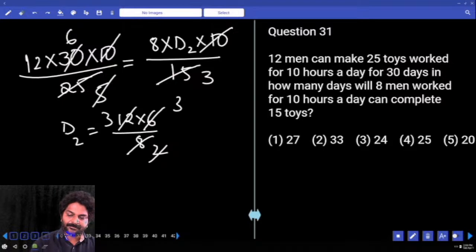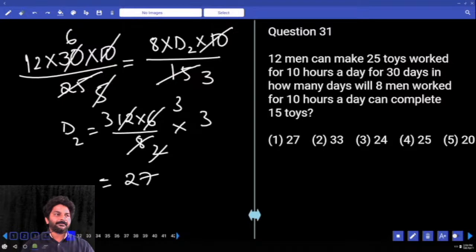3 also is there, so into 3 also will come. Answer 27.